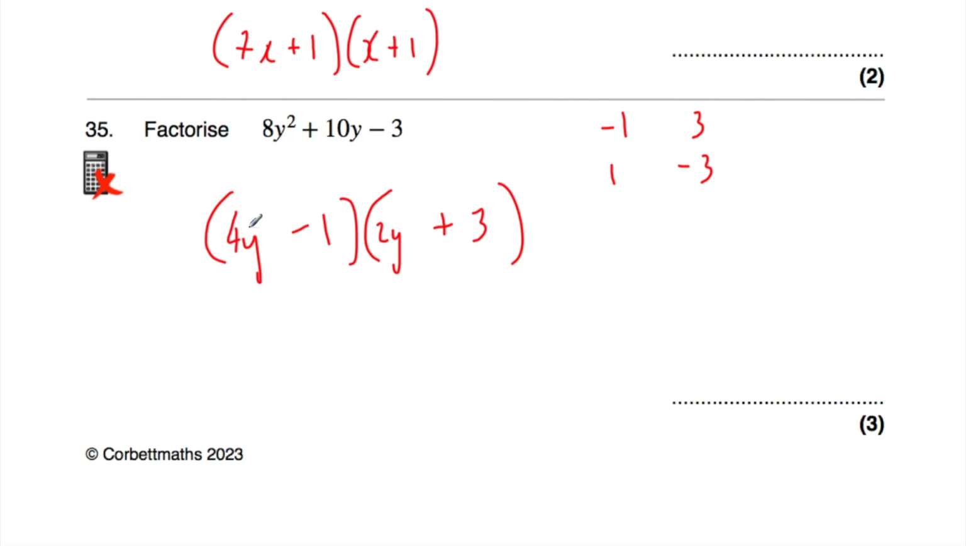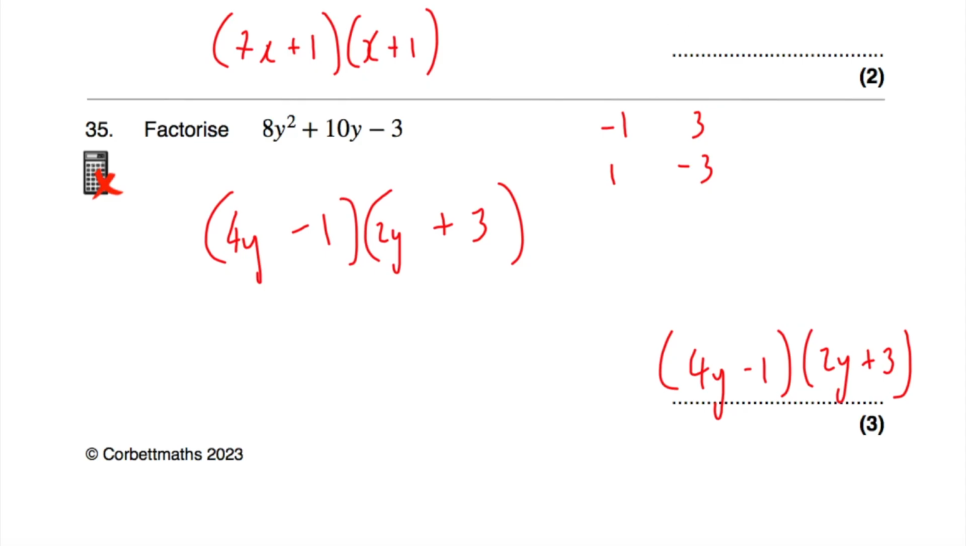So let's just check that. 4y times 2y is 8y squared. 4y times 3 would be 12y. Take away 2y, which would be 10y, and then our minus 3 on the end. So that's it. So factorize it: 4y subtract 1, and then 2y plus 3, and that's it.